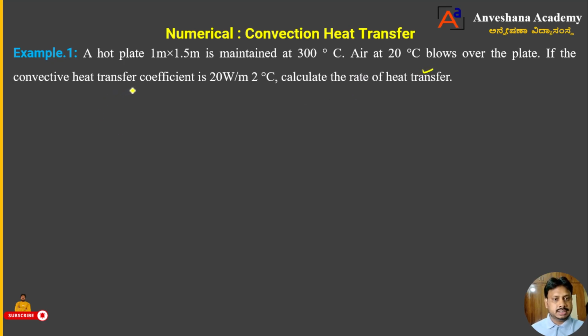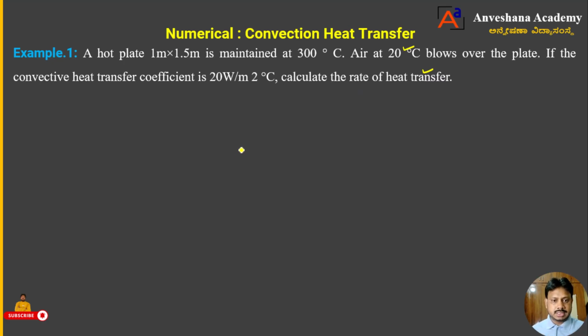Dear students, he has given a plate of 1 meter by 1.5 meter, and the temperature of that plate is 300 degrees Celsius. Over that plate he is blowing air, and the air temperature is 20 degrees Celsius. So how much heat is going to transfer from plate to air is what we are asked to calculate. To calculate that, I will list out the given data and draw the schematic diagram relevant to the problem. This is my first step.